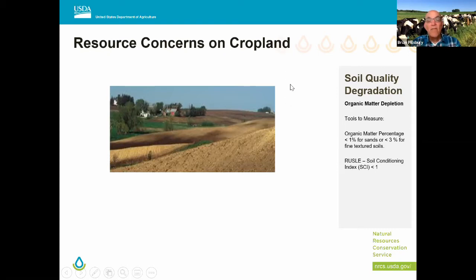The other way to determine if your organic matter is being lost is just looking at the color of the soils and the structure of the soils as well. It doesn't have the same kind of structure as I talked about, the granular structure that you would find under grasslands. You can use RUSLE to determine the severity of it, which would be a soil condition index. And if the index is less than 1, it's saying that organic matter is being lost at a rate that can't be sustained, and you are in a depleting organic matter situation.